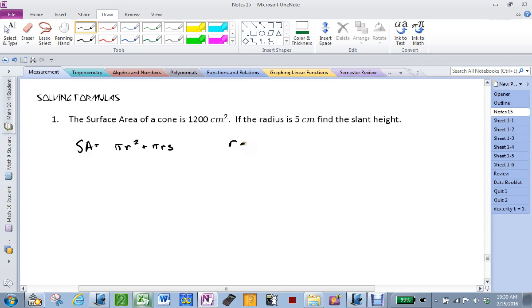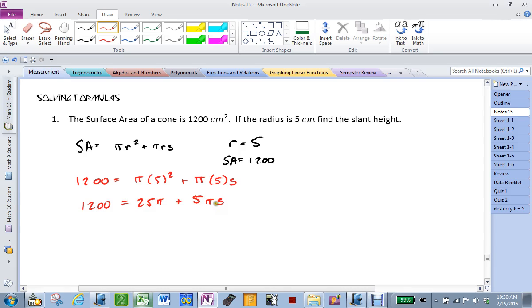Do we have an r? What is it? 5. Do we have any other unknowns? Yes, we have the surface area, which is what? 1,200. Yeah? So do I now have stuff to put into our equation? Yes, I do indeed. 1,200 equals pi times 5 squared plus pi times 5s. Yeah? Now here's where you're going to make a mistake. 1,200 equals 25 pi plus 5 pi s, correct?